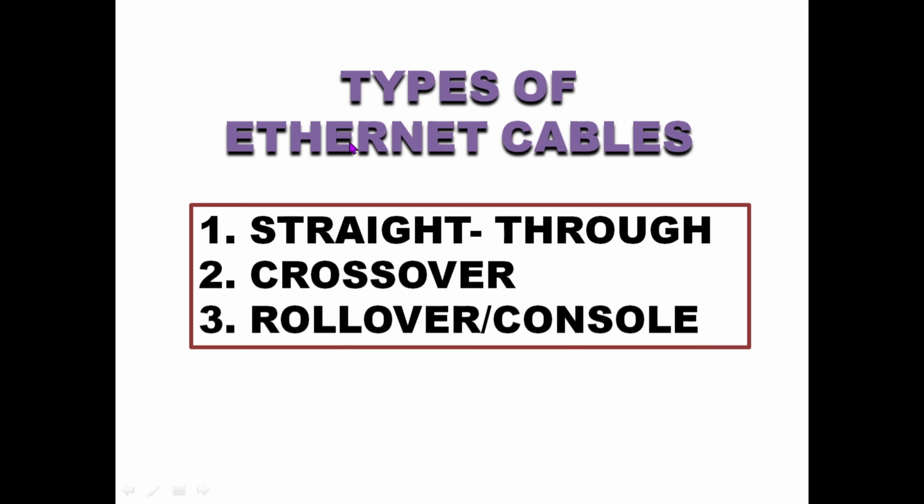Now the types of Ethernet cables. There are three types: straight through, crossover, rollover or console cable.